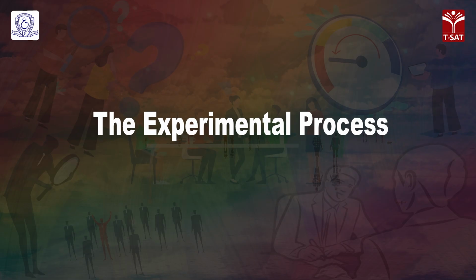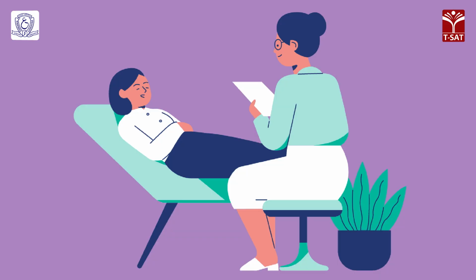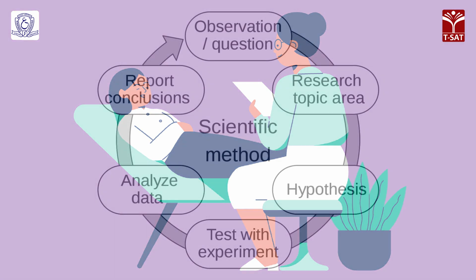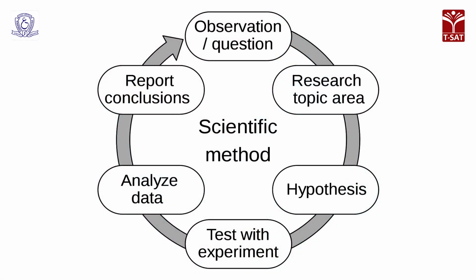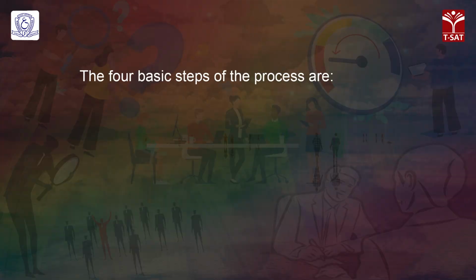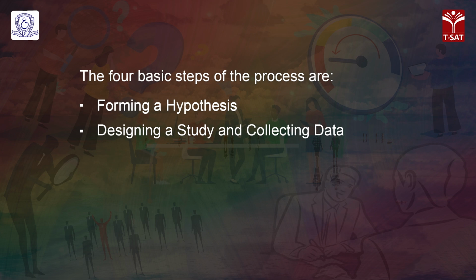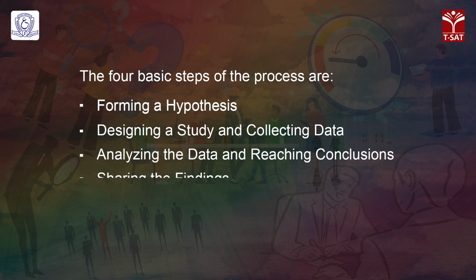The experimental process. This process involves psychologists, like other scientists, utilizing the scientific method while conducting an experiment. The scientific method is a set of procedures and principles that guide how scientists develop research questions, collect data, and come to conclusions. The 4 basic steps of the process are: forming a hypothesis, designing a study and collecting data, analyzing the data and reaching conclusions, and sharing the findings.